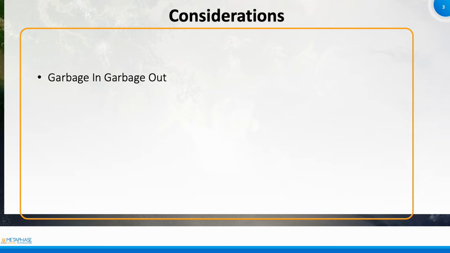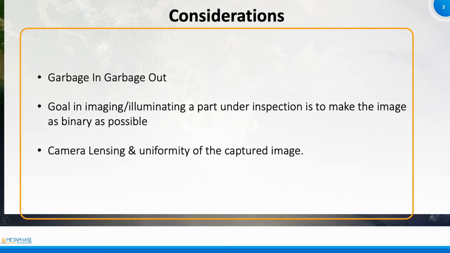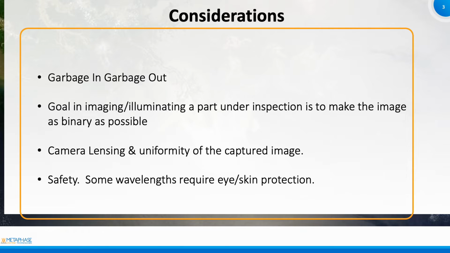Some considerations: garbage in, garbage out. Poor image quality will result in low image performance. The goal should be to have a high contrast image where the features of interest in the image are displayed or stored for further processing and everything else is black. Remember that the lensing and its angular field of view will have an effect on the uniformity of the captured image. A wide angle lens could result in a non-uniform image, even though the light source is very uniform. Safety. Keep in mind that some wavelengths require some eye and skin protection, such as UV.